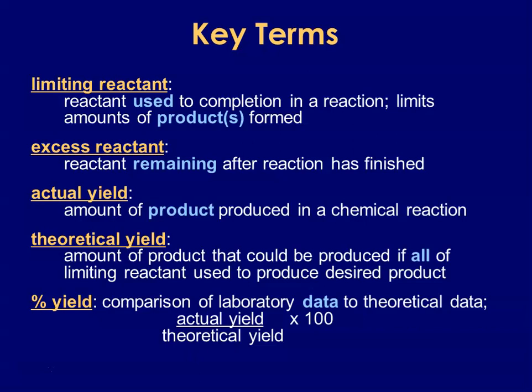The theoretical yield is, if everything went perfectly, based on your limiting reactant, how much of the desired product you could actually form. Percent yield allows us to look at the amount that was actually made and compare it to the amount that should have been made in theory. And so we get an approximate idea as to what percent of our product we actually were able to make.